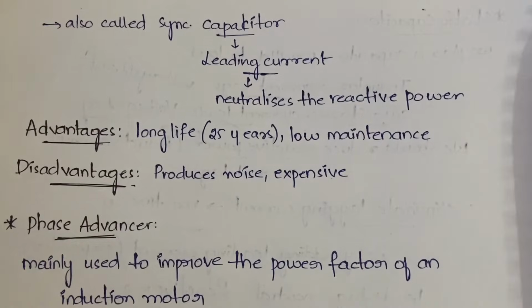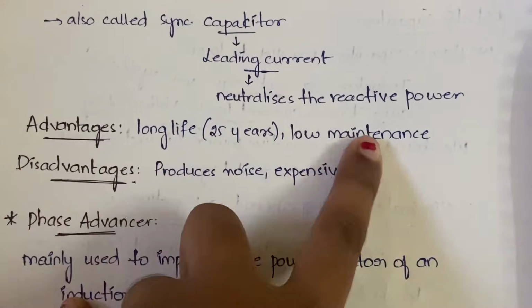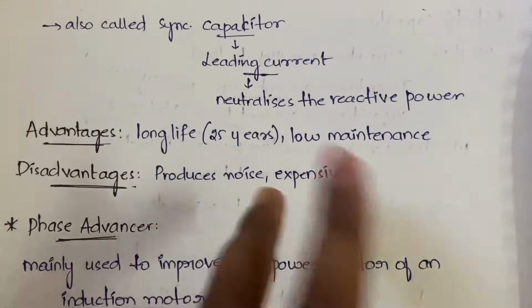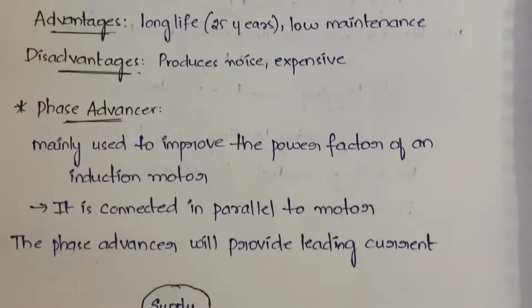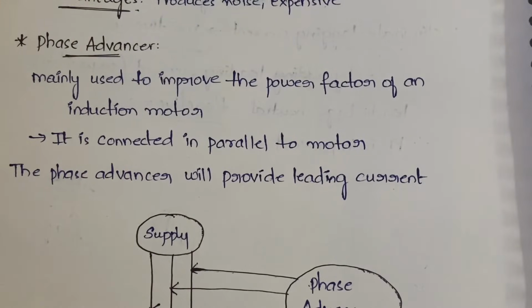Next, advantages: it has a long life of 25 years and it has low maintenance. Coming to the disadvantages, it produces noise and it is expensive. So the third one is a phase advancer. Basically, the phase advancer is also a very simple concept.